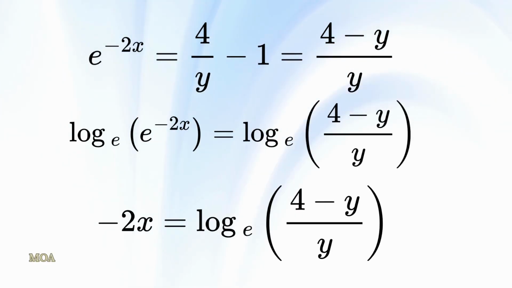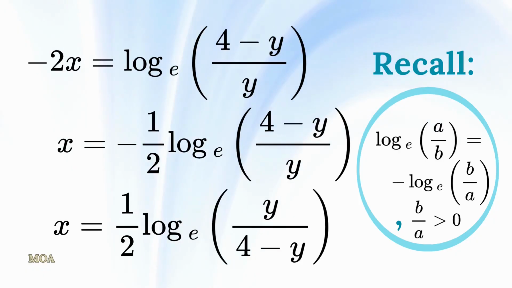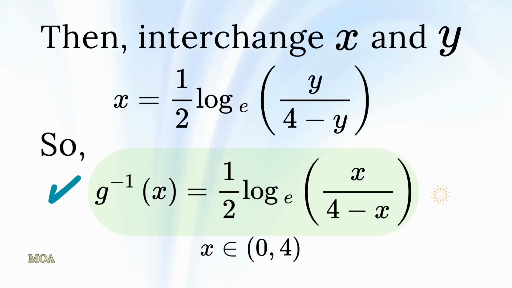Minus 2x equals log base e of the quantity 4 minus y over y. Multiply both sides by minus 1/2. X equals 1/2 times log base e of the quantity y over 4 minus y. Finally, interchange x and y to obtain the inverse function.